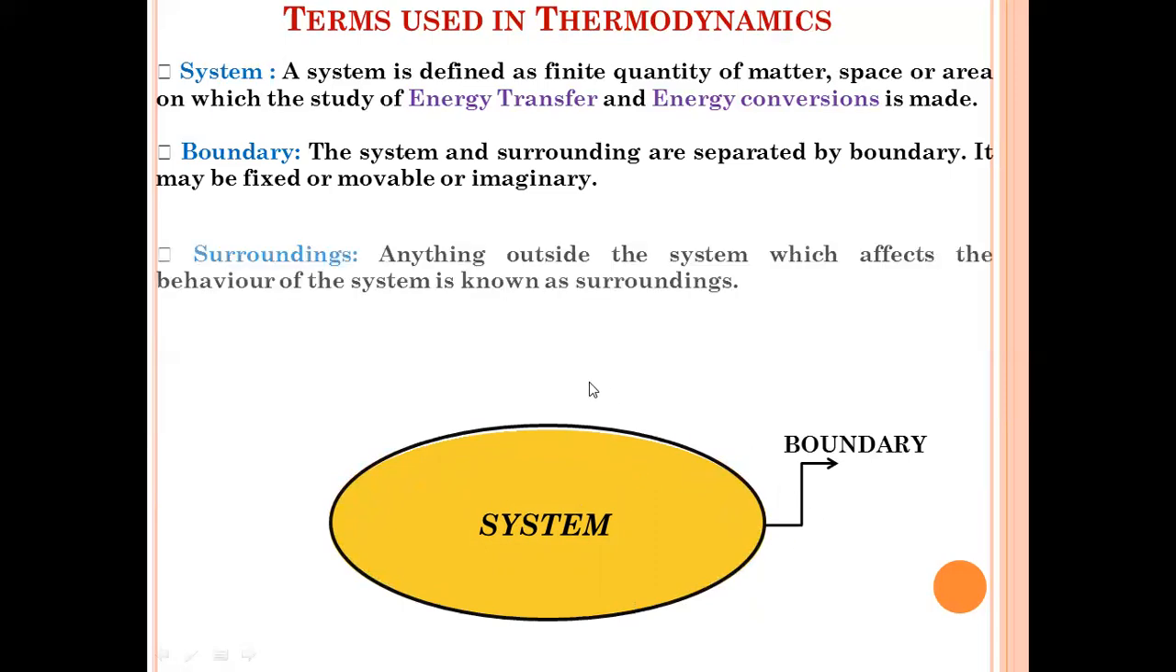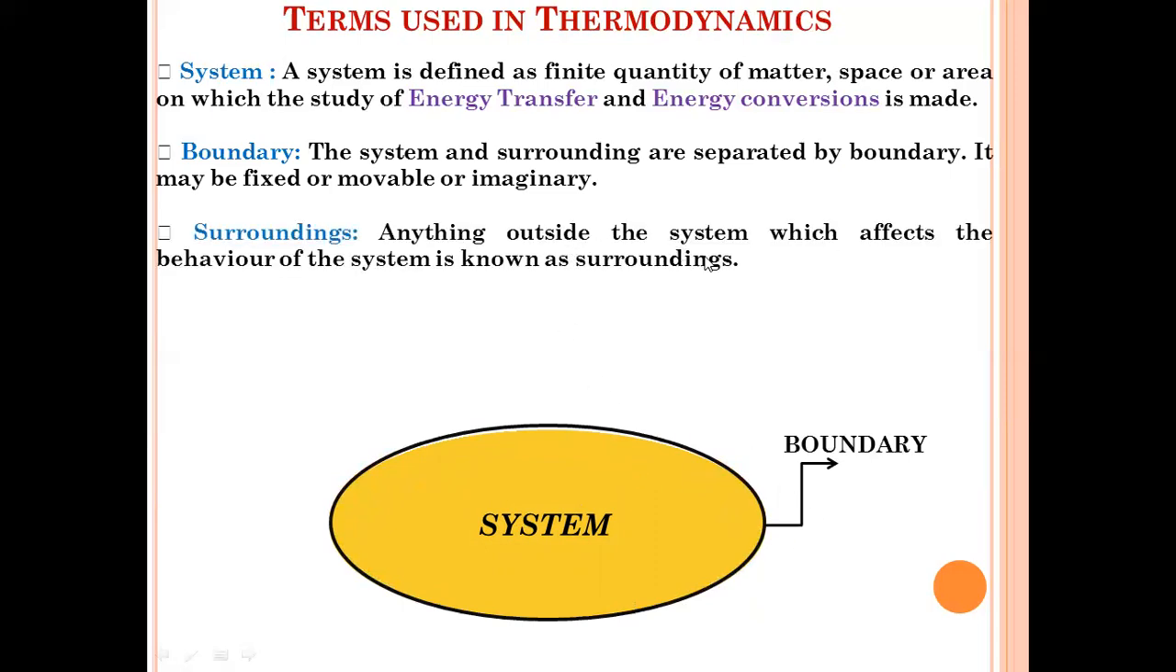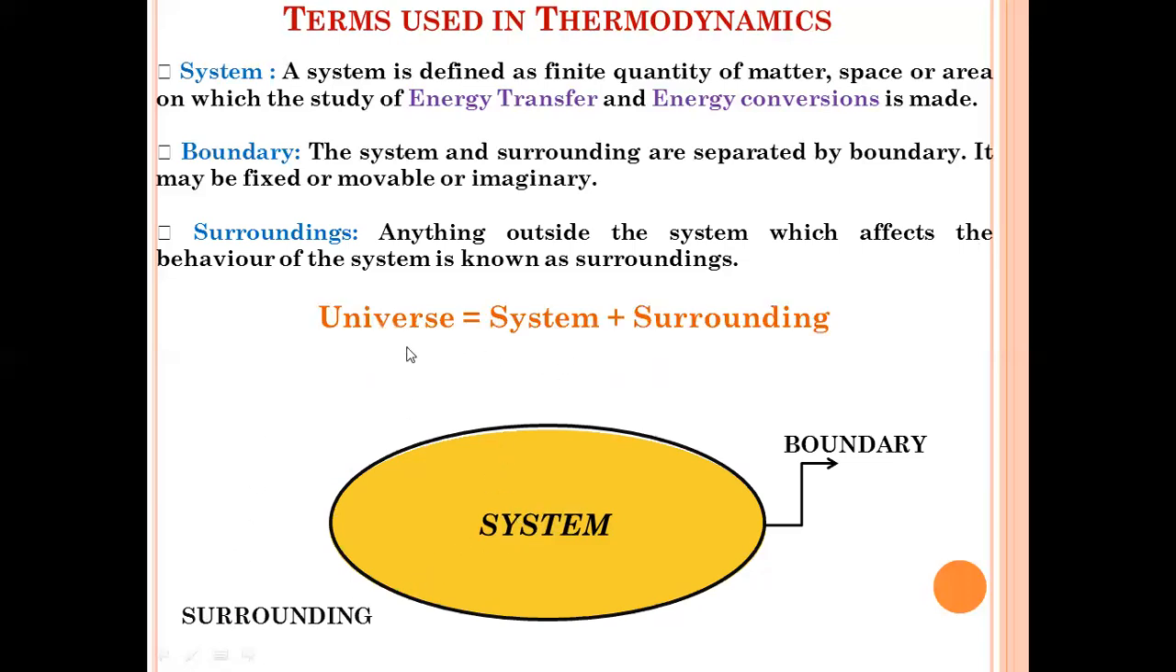The third one is surrounding. Anything outside the system which affects the behavior of the system is known as surrounding. Anything outside the system in this area is called surrounding. So this is the surrounding. Collectively, system plus surrounding is called the universe, and as we know, there is nothing beyond the universe, means all these changes happen within the universe. So these are the three different terms.